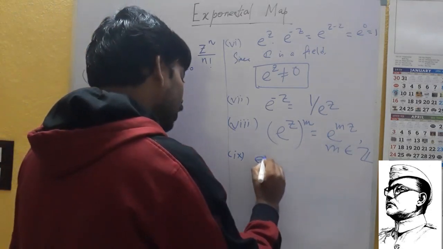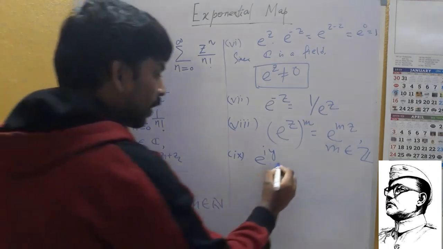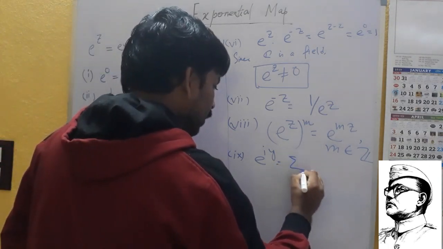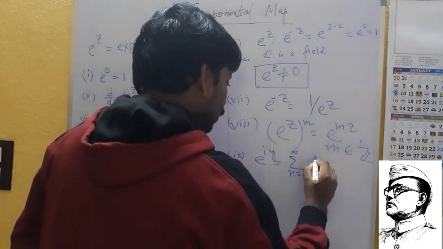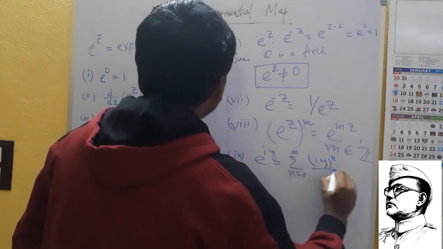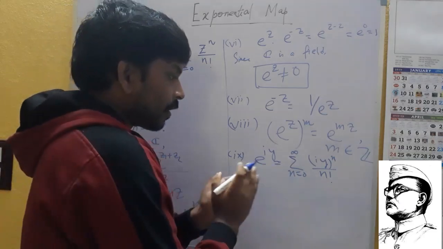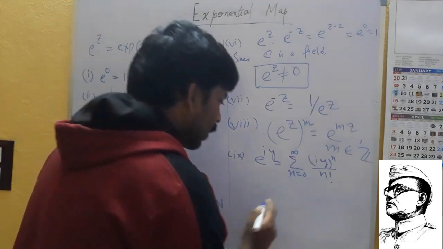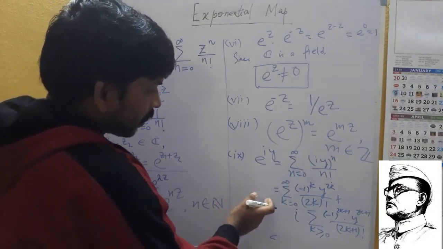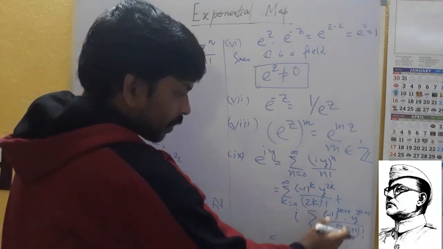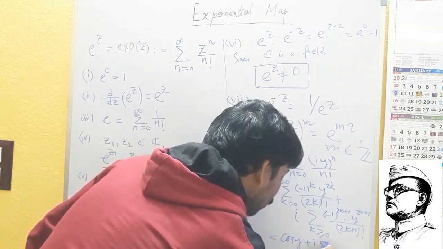what is e to the power iy? By this series expansion, we can write it as summation n equals 0 to infinity, iy whole to the power n by factorial n, right. So, now we take the even terms and odd terms separately, right. So, this is actually the series expansion of cos y and this is the series expansion of sin y. So, this is actually cos y plus i into sin y.